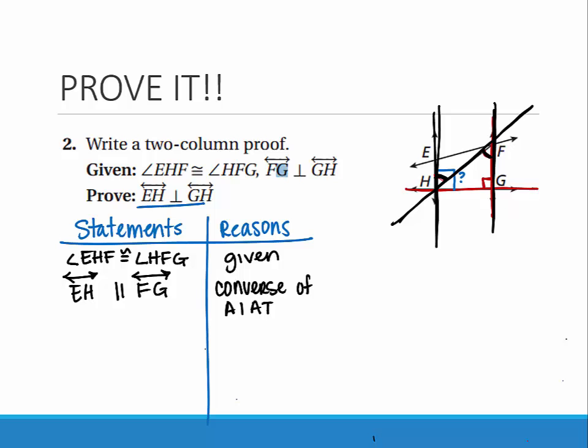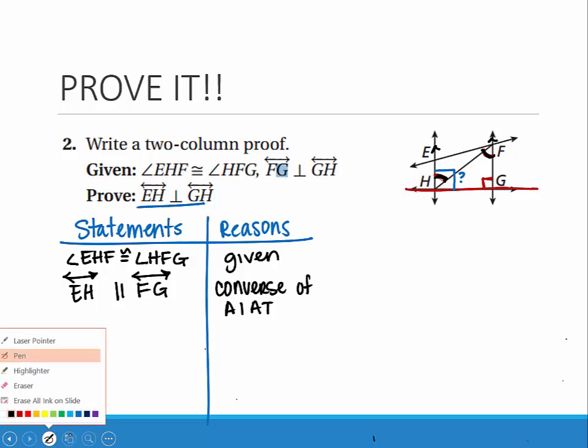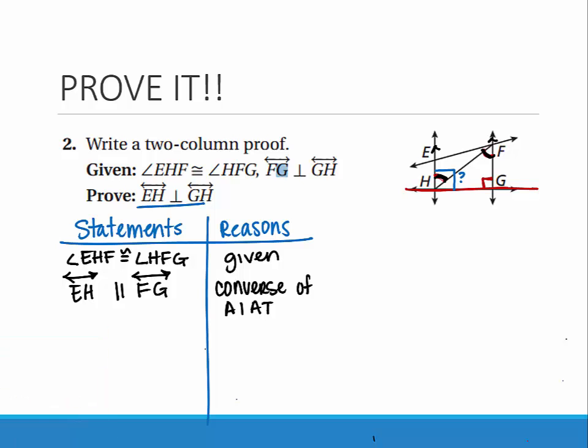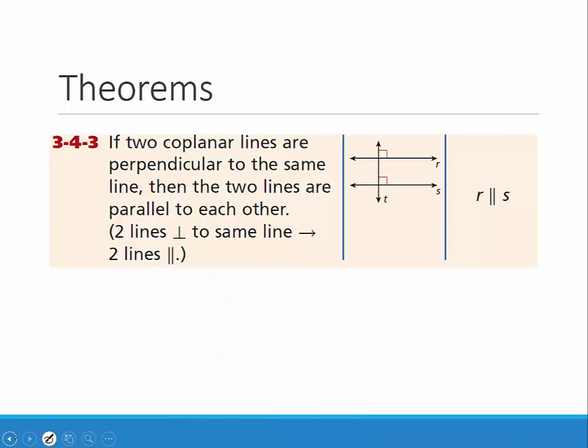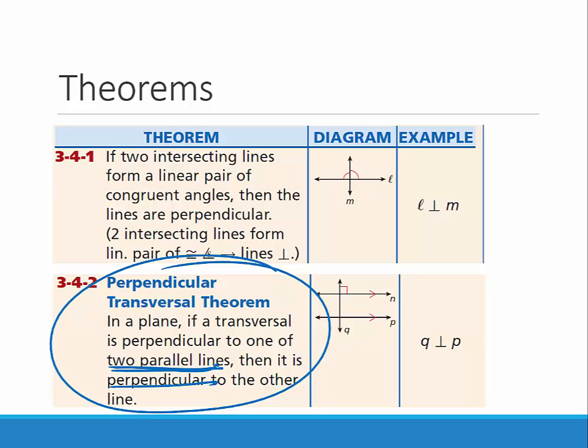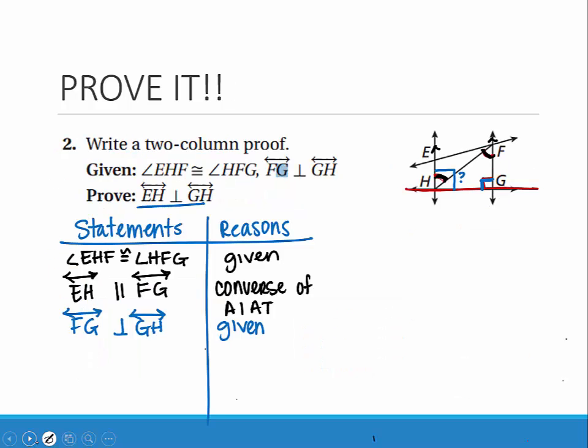So now once we know that those two lines are parallel to each other, then we get to use what we just talked about. The other piece of information that they gave us was that FG is perpendicular to GH. So they told us this part right here. And remember, that new theorem that we learned says that if one of them is perpendicular to parallel lines, the other one has to be perpendicular as well. So that's it, we're done.